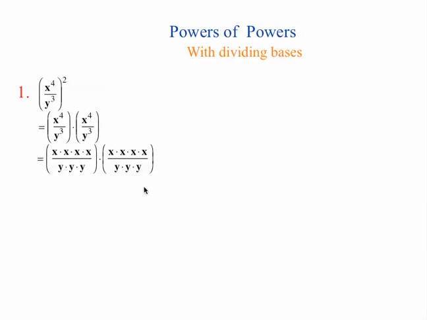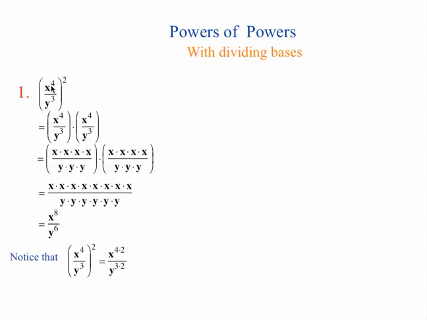So we end up with 8 x's multiplying each other in total over 6 y's multiplying each other in total once we remove the brackets. So we end up with x to the power of 8 divided by y to the power of 6. And notice that's very similar to the 2 multiplying the 4 and the 2 multiplying the 3. So when you have x to the 4 divided by y to the 3 all to the power of 2, that's the same as x to the 4 times 2 divided by y to the 3 times 2. It's as though the 2 came in and multiplied these powers.